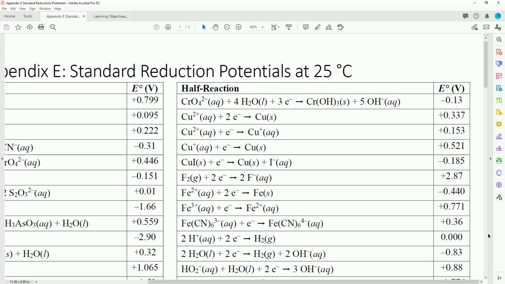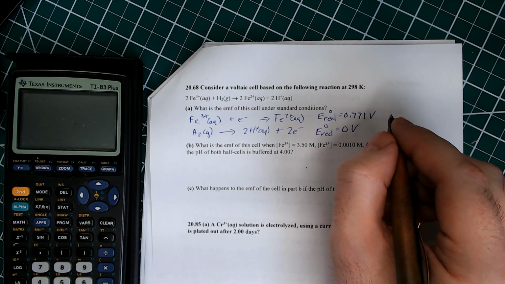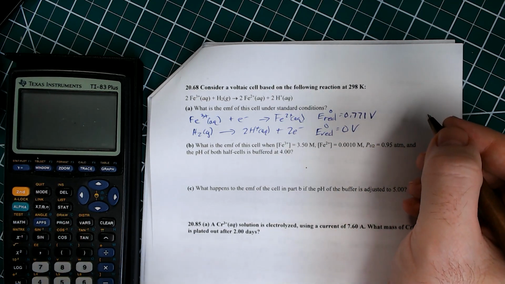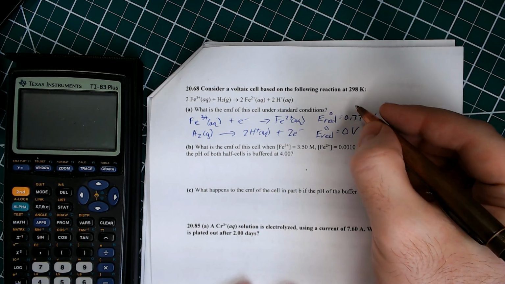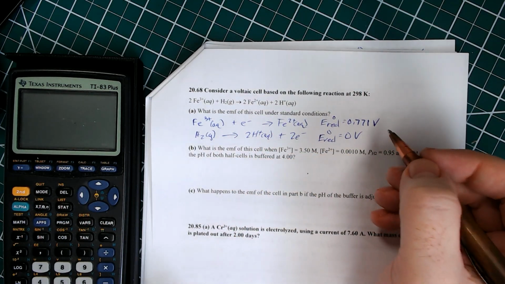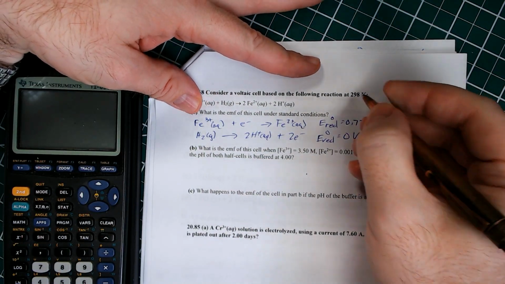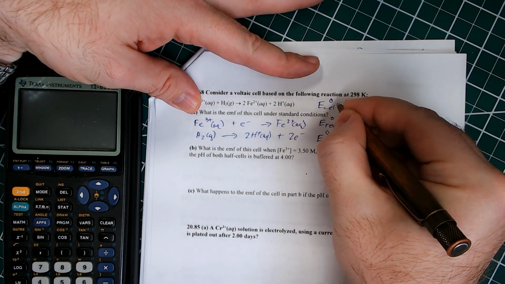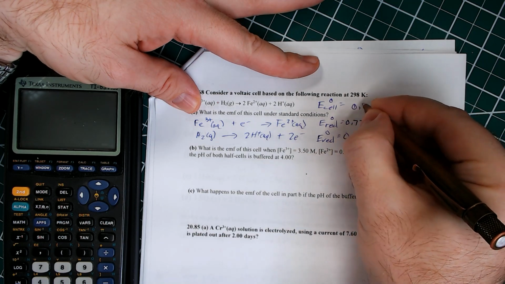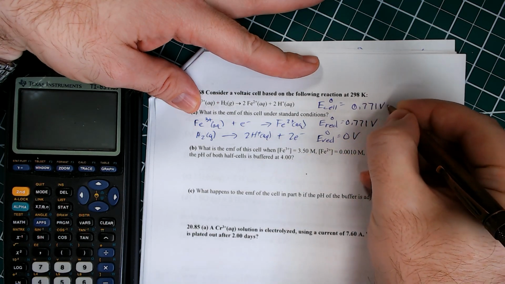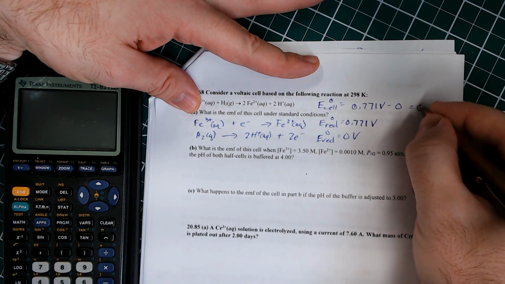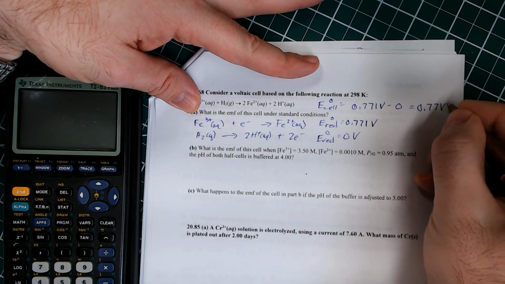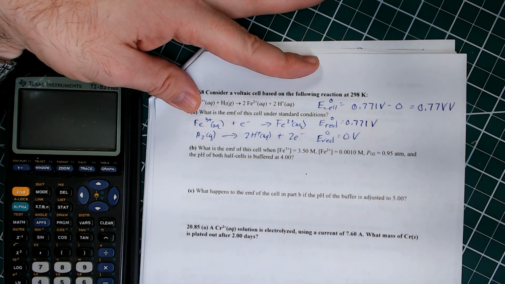0.771 volts. So now we will go back. We've got that quantity. So our EMF in standard conditions is going to be cathode minus the anode. There's our cathode, there's our anode, so this one's not very hard. E cell standard is going to be equal to 0.771 volts minus 0, which I don't need a calculator for. 0.771 volts. And I put V twice. Let me fix that.